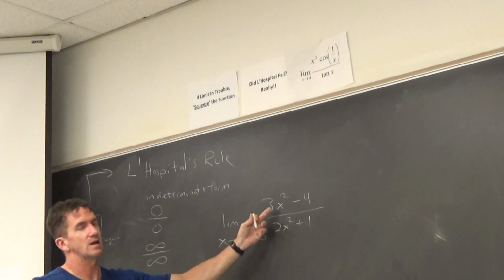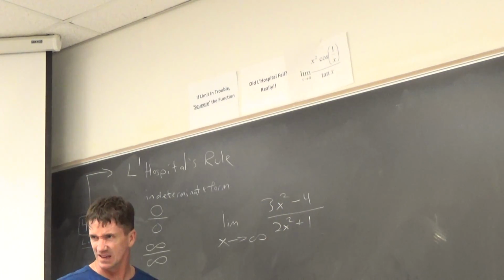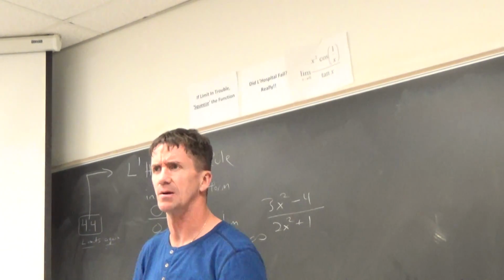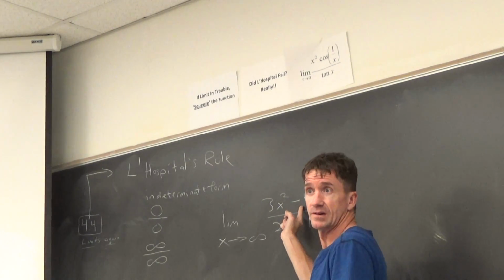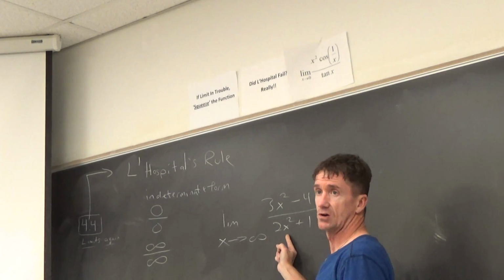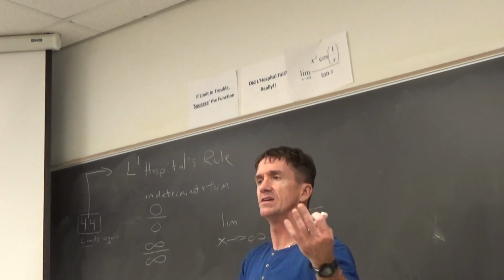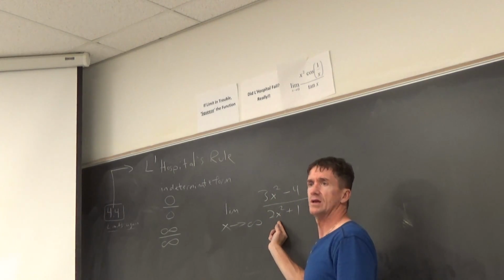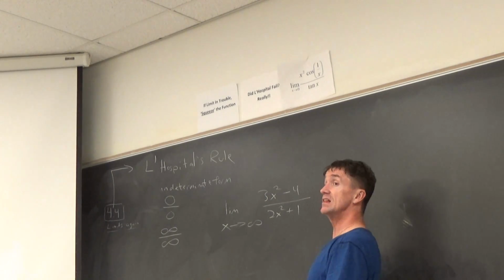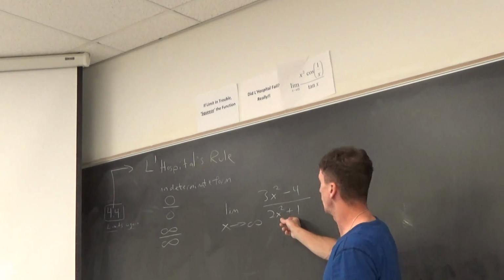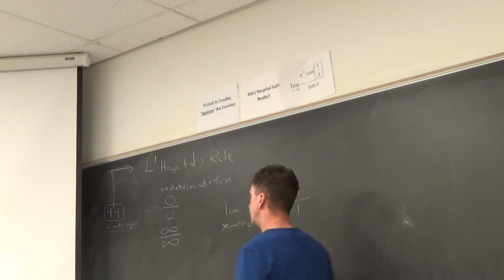And what's 3 times an infinite value squared minus 4? Isn't that infinitely large? 3 times an infinitely large number squared is infinitely large, minus 4, it's still infinity. And over 2 times an infinitely large value squared plus 1, also infinity. I have to say that because infinity is not really a number. So I'm getting infinity over infinity. Indeterminate form.